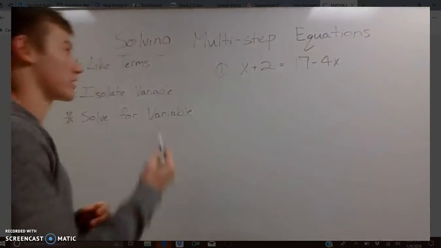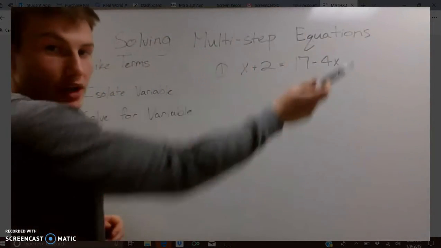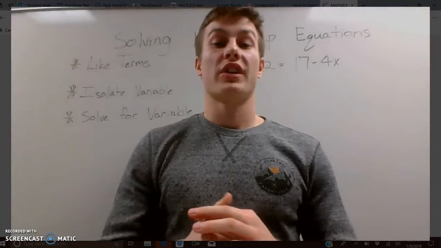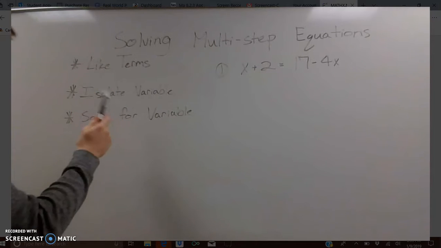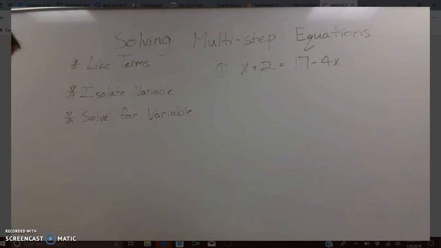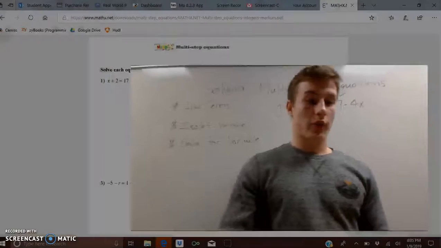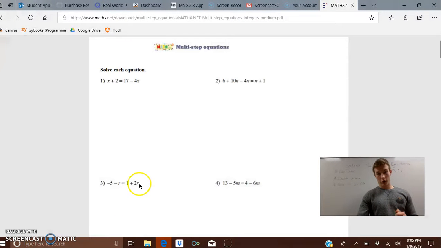Tremaine, and today we're going to continue learning about solving multi-step equations. Now, in solving multi-step equations, you want to keep three things in mind. Isolate the variable, and then solve for the variable. So today we have a worksheet for you. We're going to go through a couple questions here to get some practice over solving for these multi-step equations.